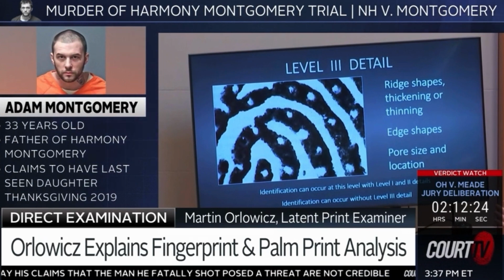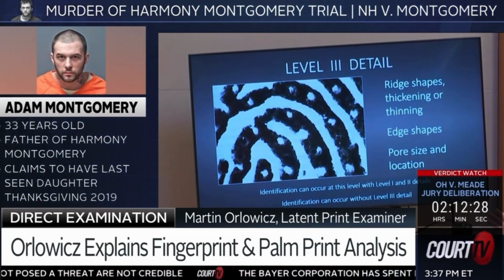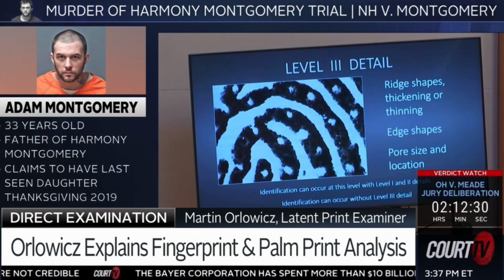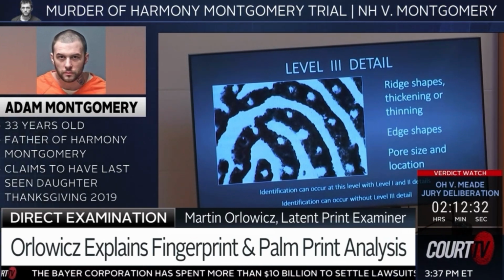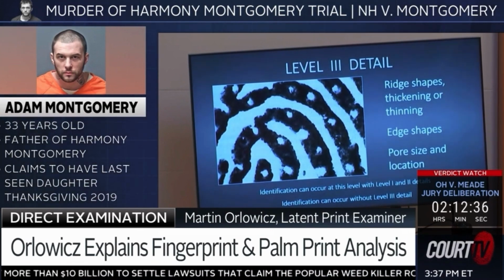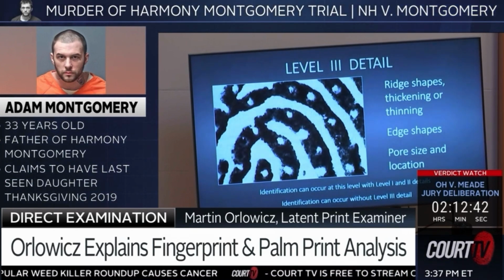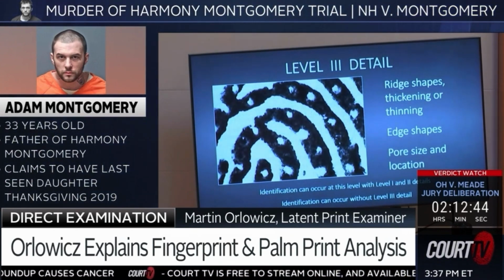This level of detail is not commonly recorded in latent impressions or record impressions because it is so microscopic. But when it is present, it is highly discriminating and highly useful in identification and exclusion decisions.